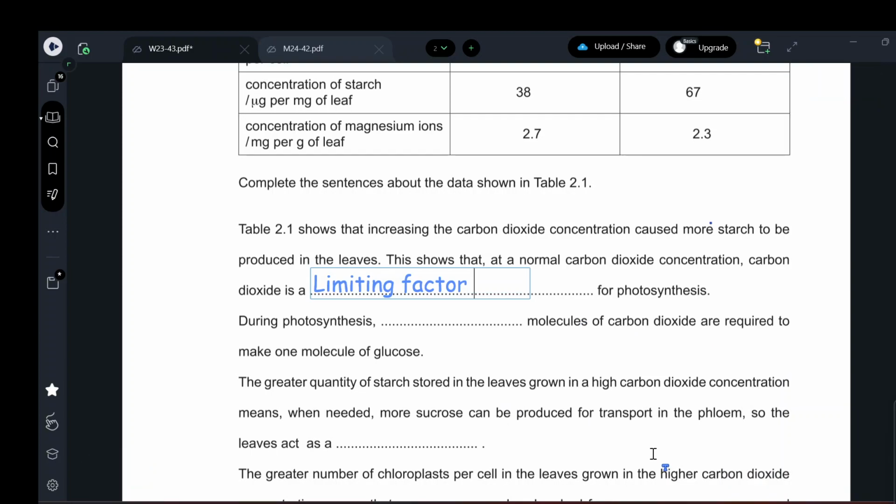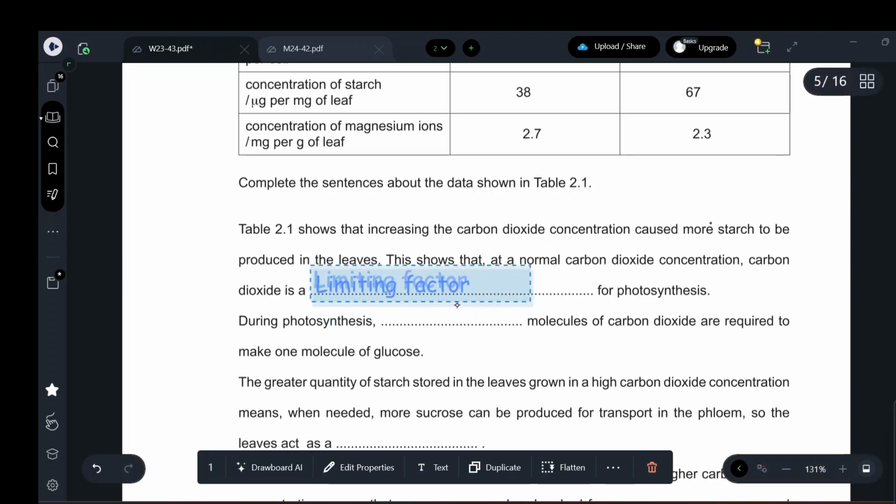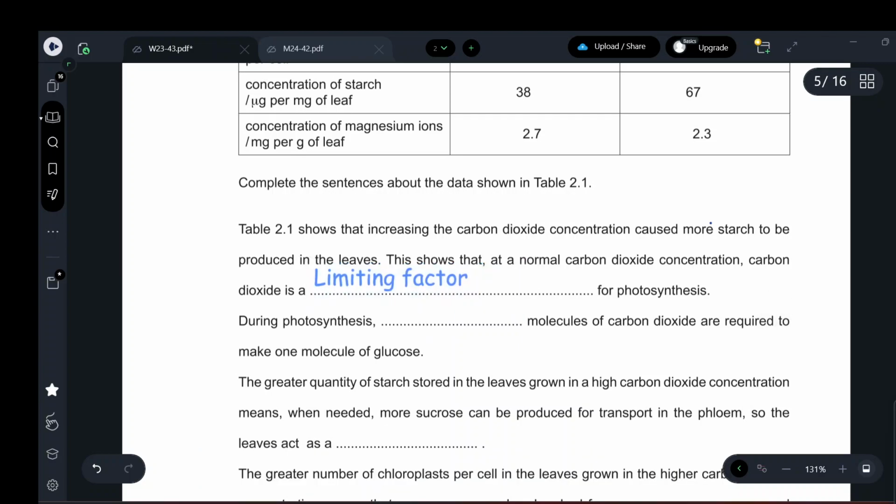If you remembered the balanced equation for photosynthesis, we need 6 carbon dioxide, 6 water. It will give me 1 molecule of glucose and 6 oxygen. So here I need 6 molecules of carbon dioxide.